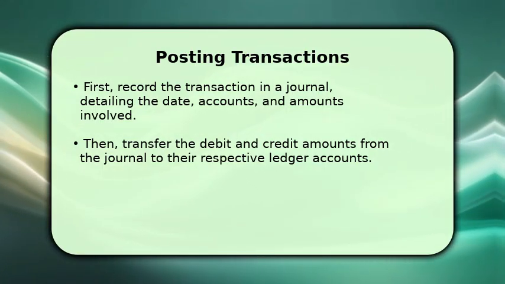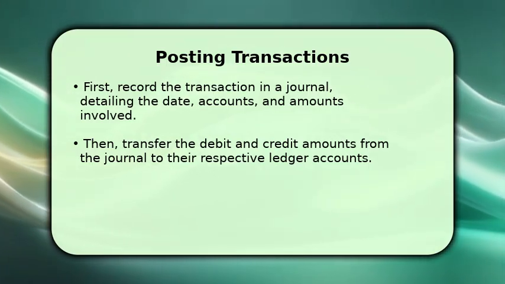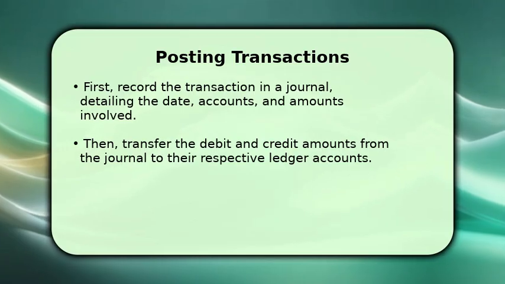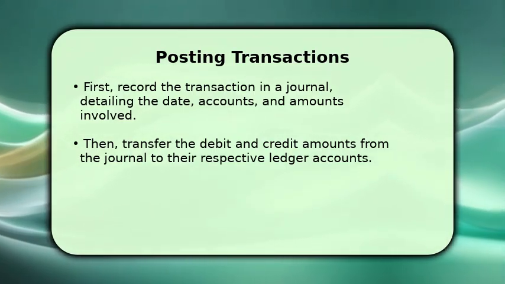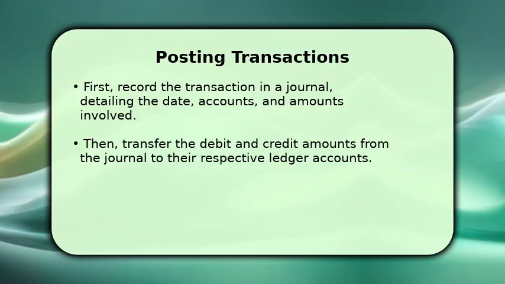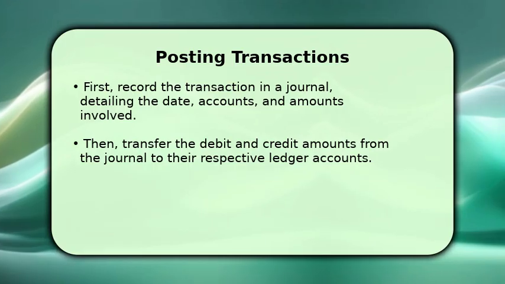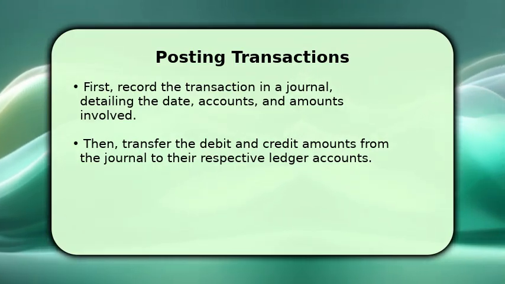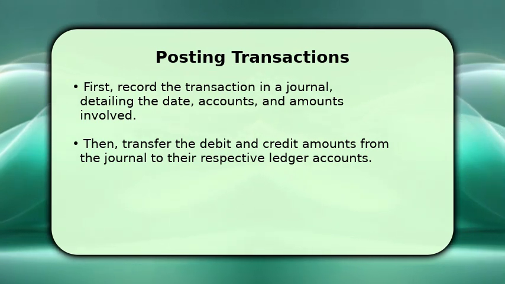Think of the journal as your initial chronological record. From there, you transfer or post each debit and credit amount to its specific ledger account. For example, a $500 cash sale would be debited to the cash ledger and credited to the sales revenue ledger. This systematic transfer ensures that all transactions are categorized correctly and are ready for summarization.